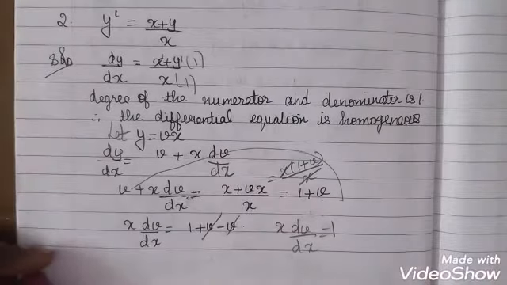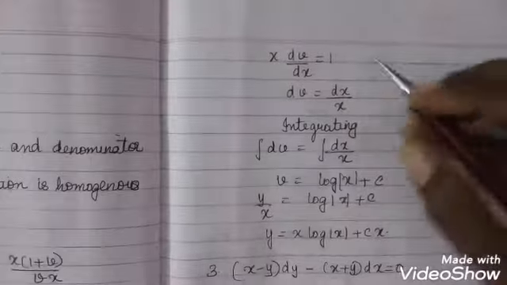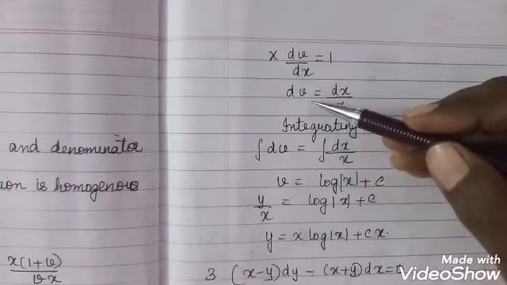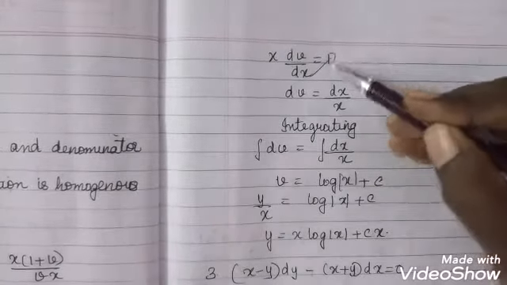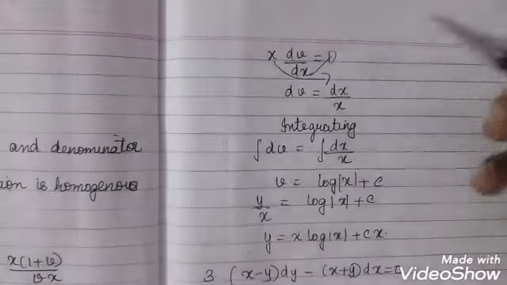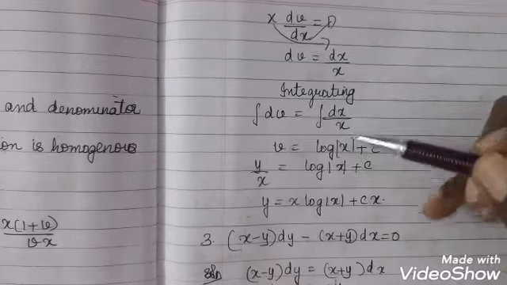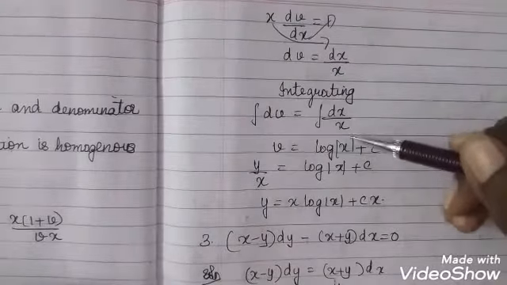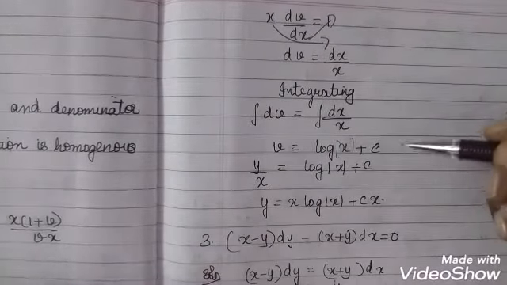Got it? So here it's easy for us to do it by the variable separable method now. So here you have x into dv by dx is equal to 1. So you have this as dv is equal to dx divided by x, because when it goes here, this also has to come here, dx by x. Now integrating both sides. Integral of dv is equal to integral of dx by x. What is integral of dv? That's nothing but v is equal to log of mod x plus a constant. Got it? So here the third part is over.